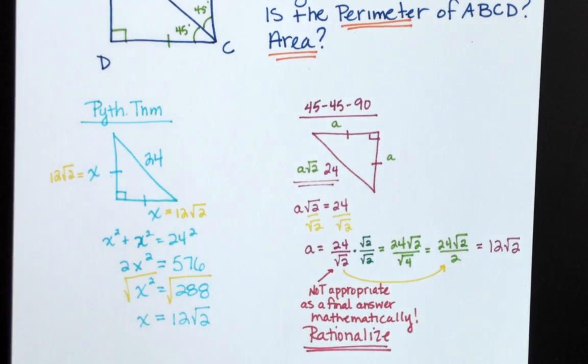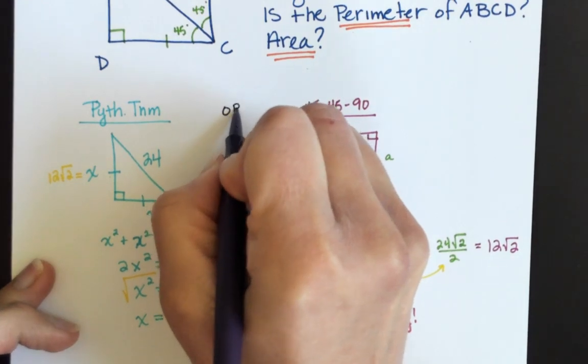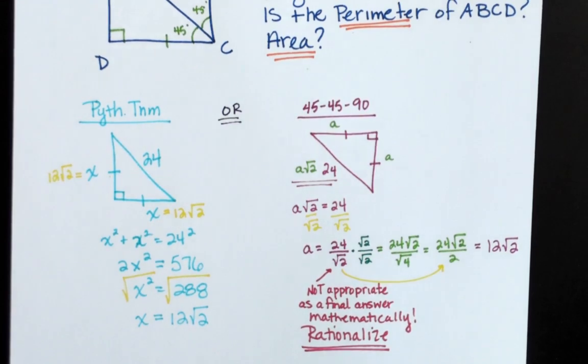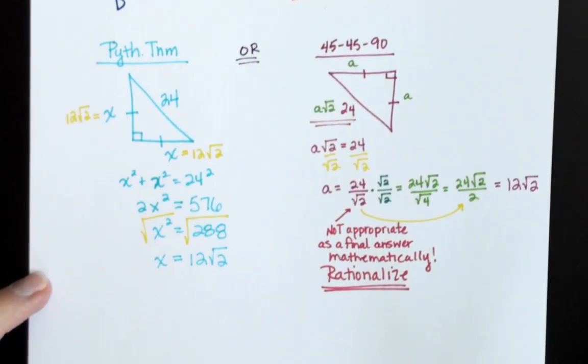Now, we're not done. We figured out how to find the length of the side, and we know that each side is going to be 12 radical 2. And I'm going to put a big old or between here because you don't have to do both. It's whatever seems to be faster for you at the time. But now what we have to do is figure out how do I get back to solving for perimeter and area. So we're going to shift this up a bit.